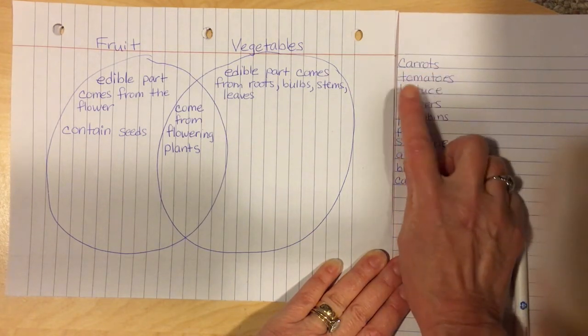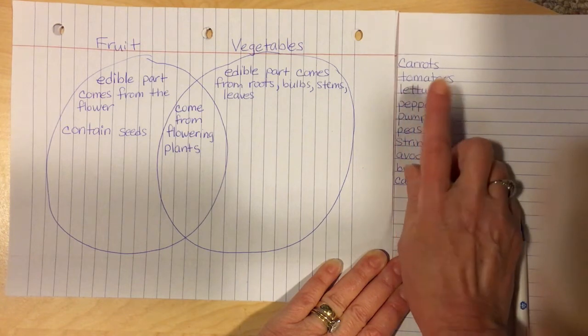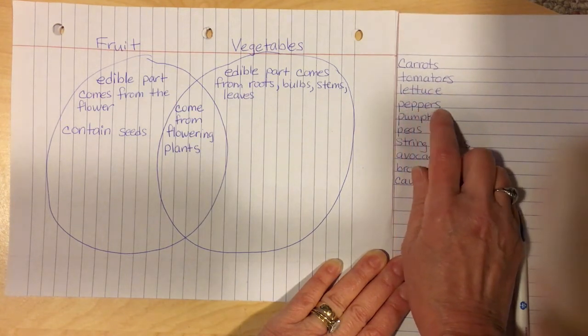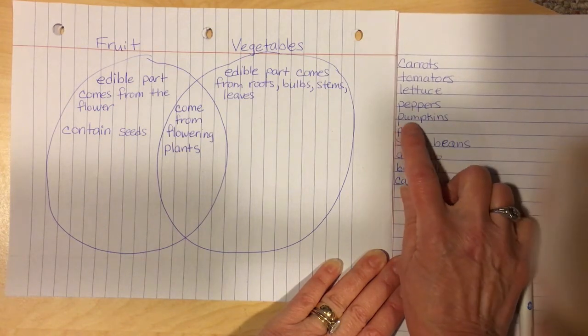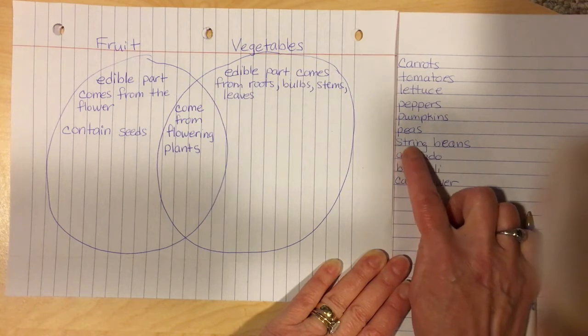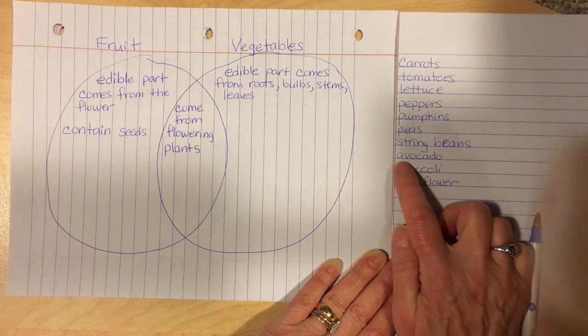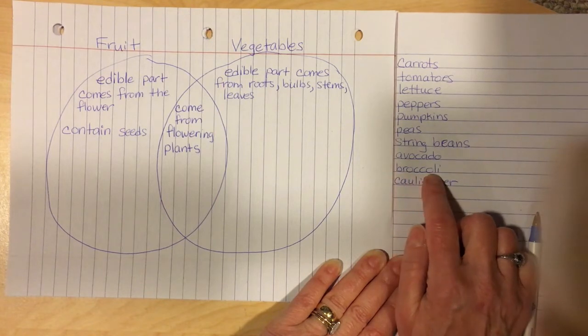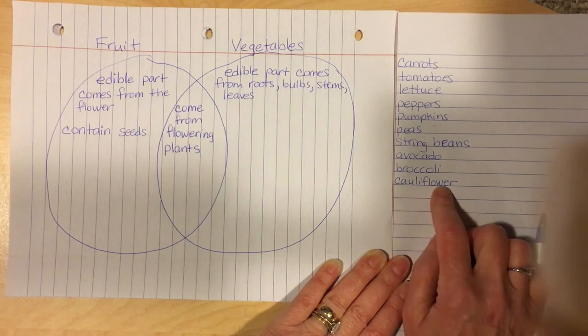Carrots, tomatoes, lettuce, peppers, pumpkins, peas, string beans, avocado, broccoli, cauliflower.